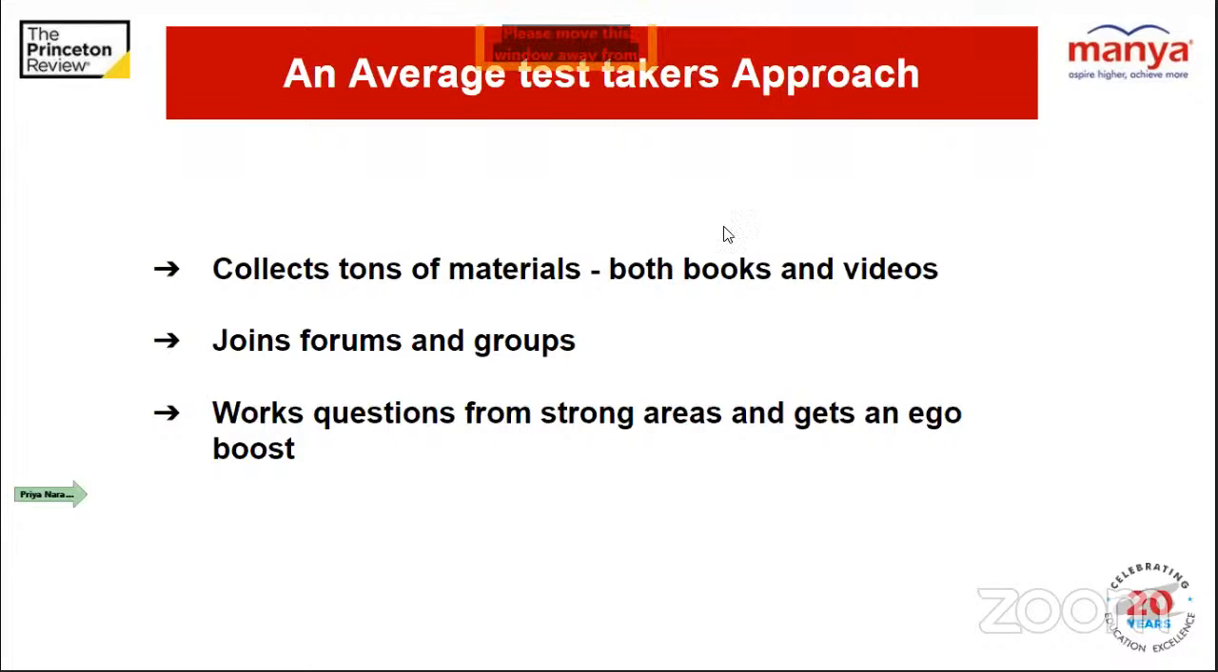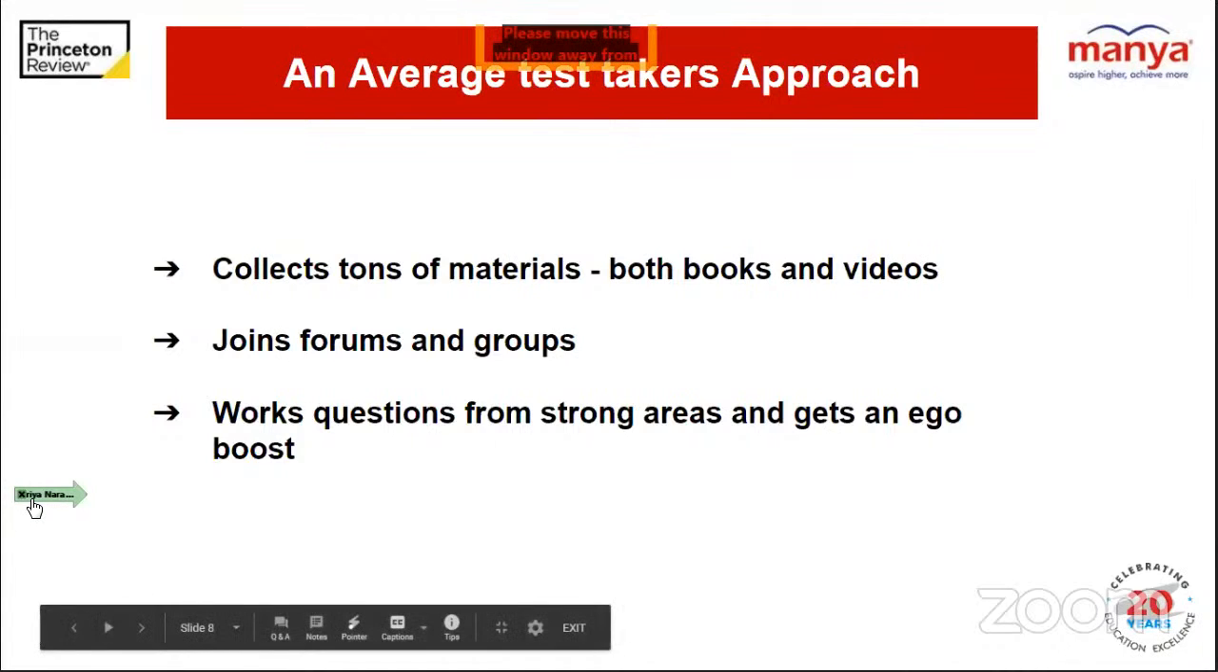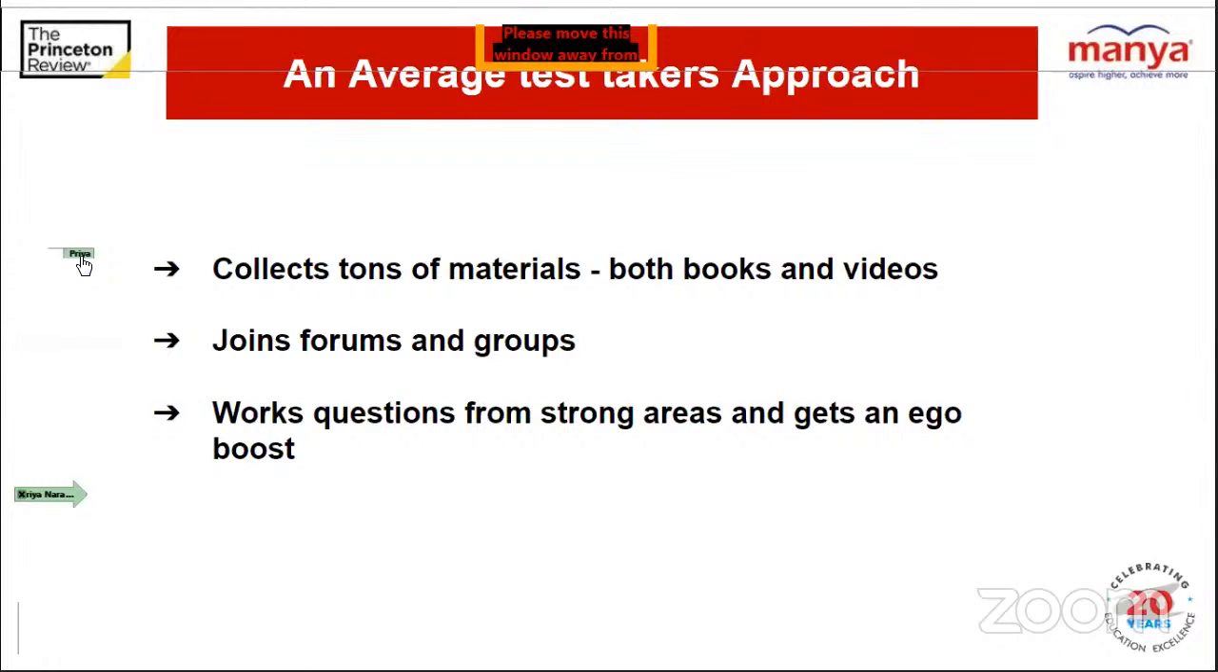So by the time you reach all these, right, what happens? Your entire energy will be exhausted and you will not know what to do. All you will be is in a confused state. Okay. So that is one of the biggest mistakes that an average test taker does, trying to bite off much more than they can chew, right?